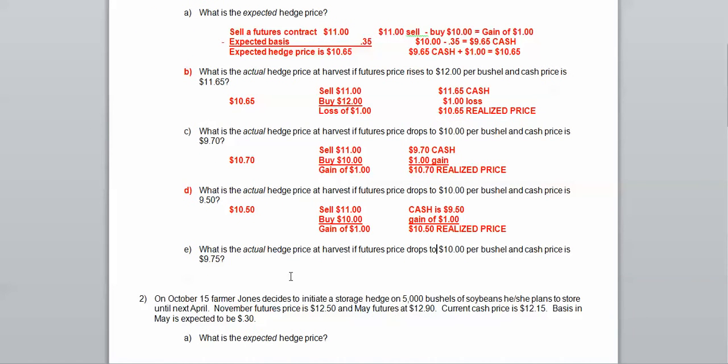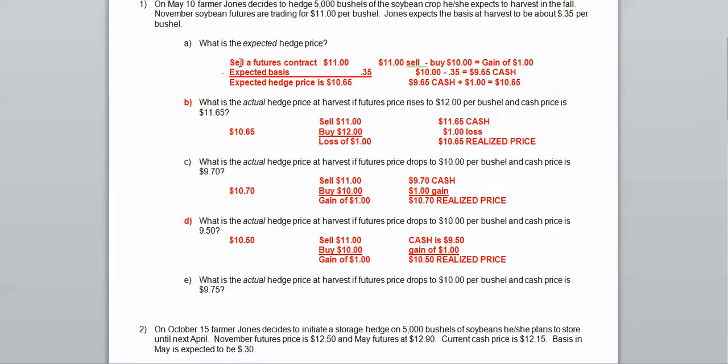Again, all we do is take the ending basis off of our initial futures position, which in this case was $11. Our ending basis was 50 cents. $11 minus 50 cents is $10.50. Or we can just simply compare to our initial guess of what our hedge price was going to be. We initially guessed $10.65 as our initial hedge price, but at that time we were projecting a basis of 35 cents. In this problem, the basis was 50 cents, or 15 cents wider. Therefore, the actual hedge price was 15 cents lower.